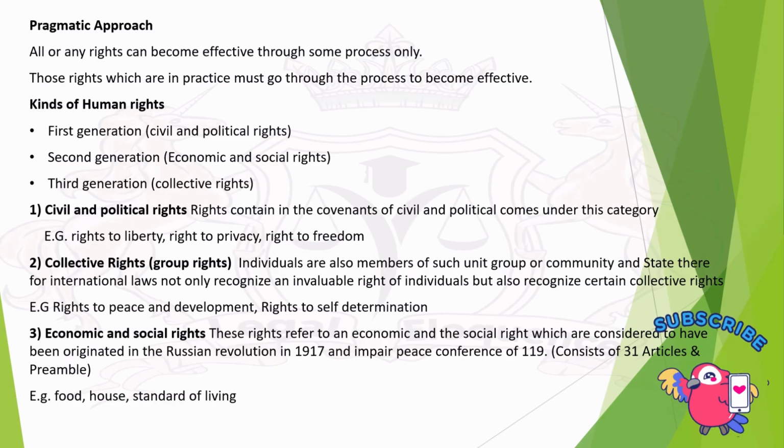Kinds of human rights. First generation, civil and political rights. Second generation, economic and social rights. Third generation, collective rights. Civil and political rights: rights contained in the covenants of civil and political rights come under this category. Example, right to liberty, right to privacy, right to freedom.